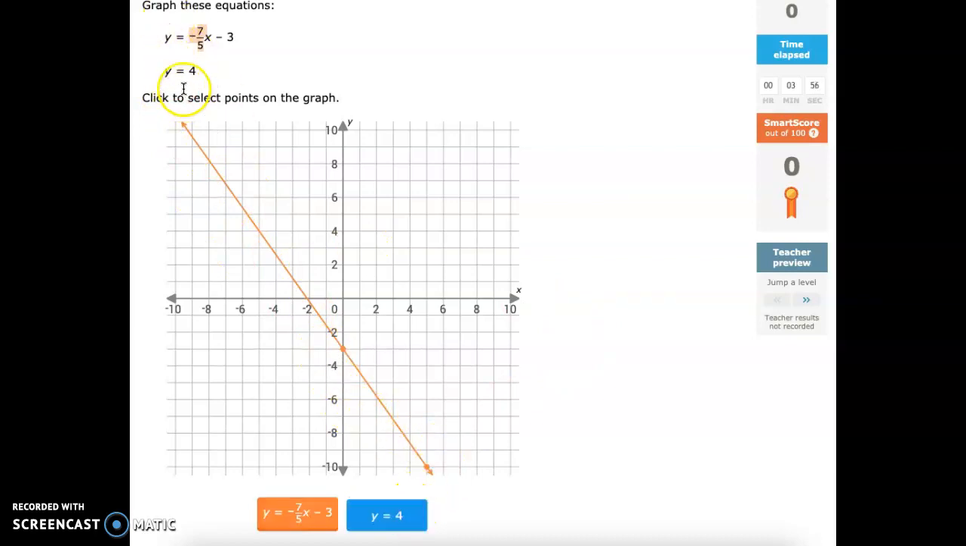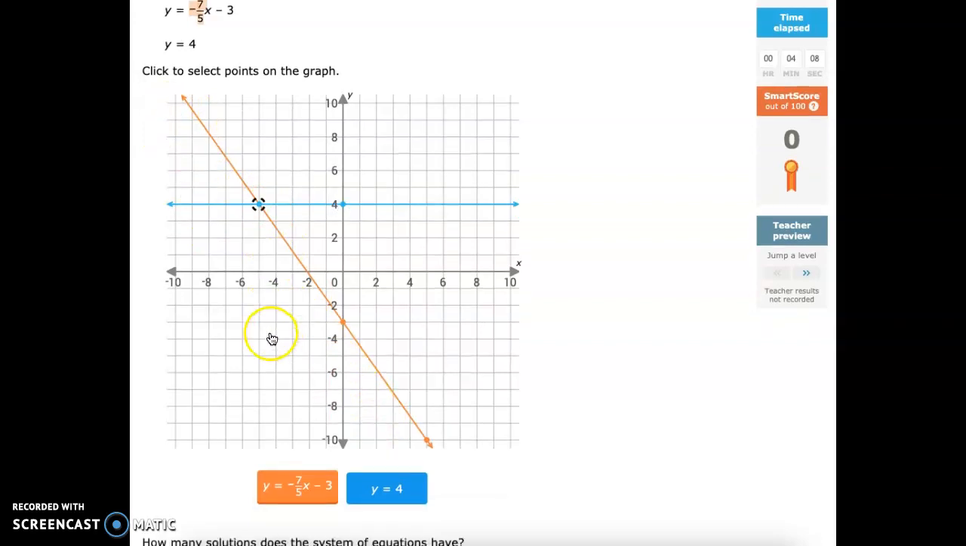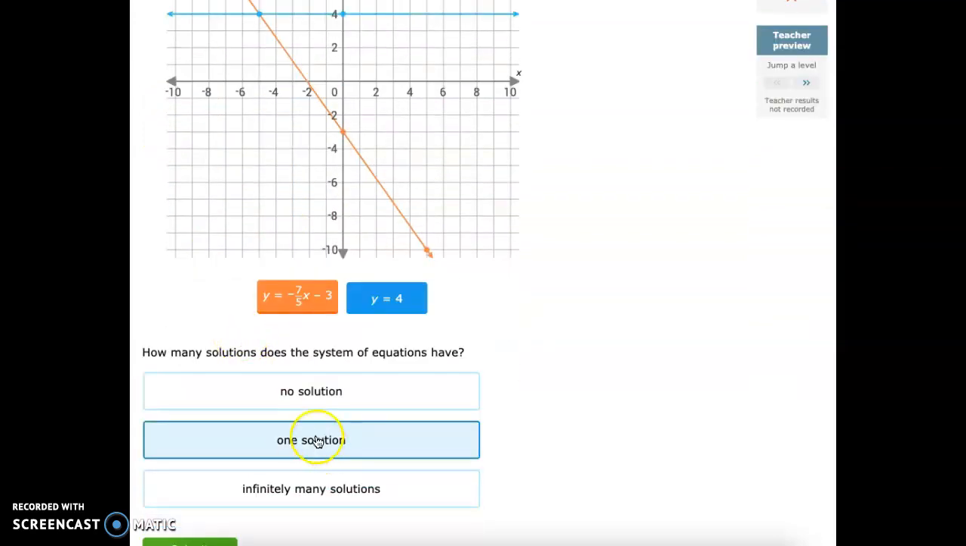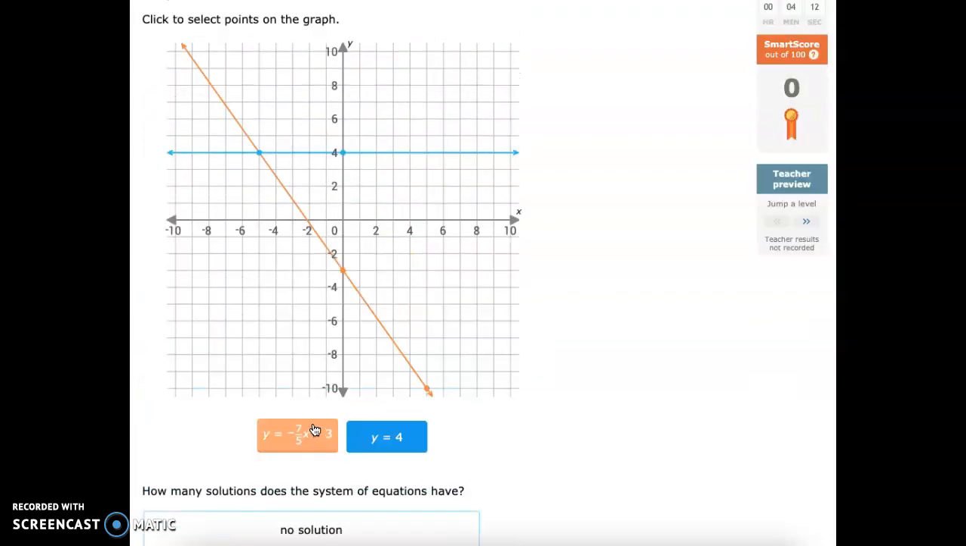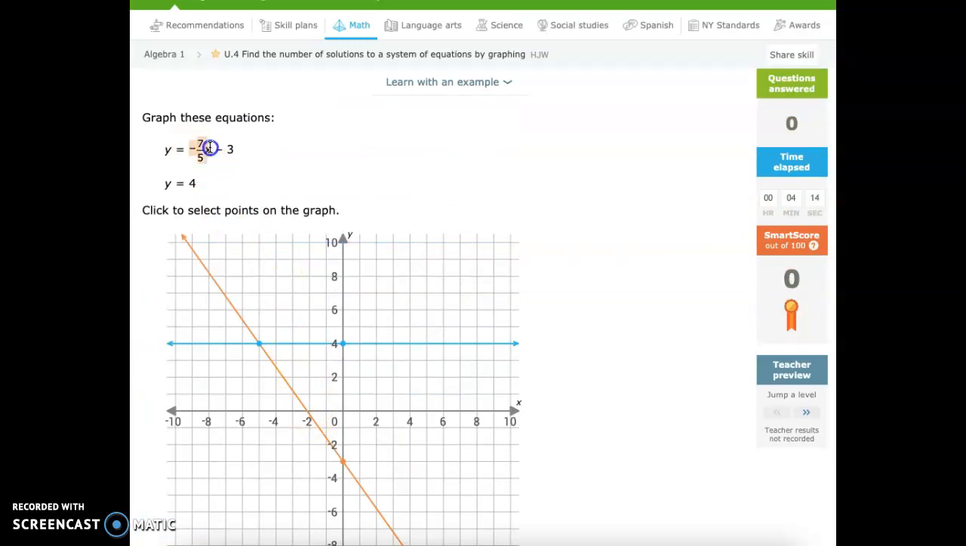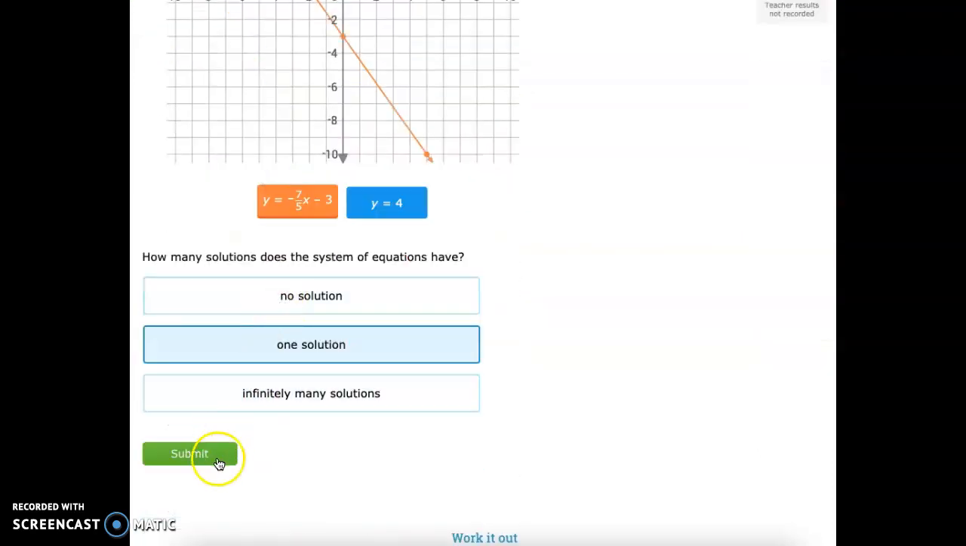Now y equals 4. The y-intercept is 4. There is no slope, so it's a horizontal line at 4 on the y-axis. And I see that it only crosses once, so there's one solution. I knew that because the slopes are different.